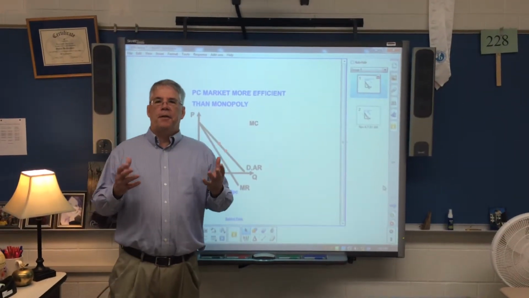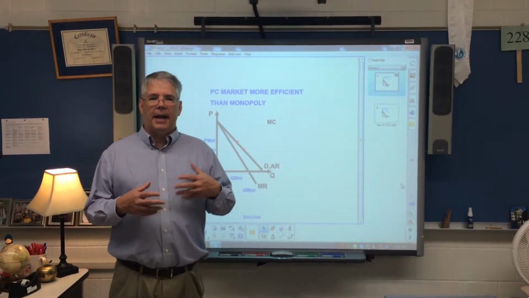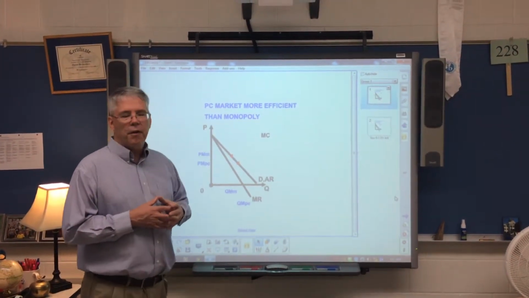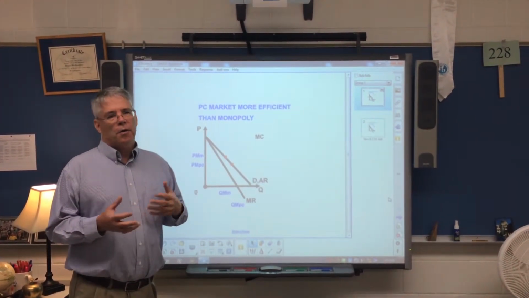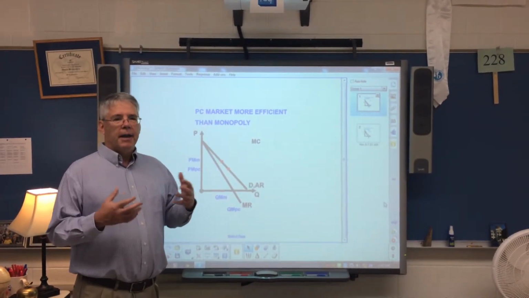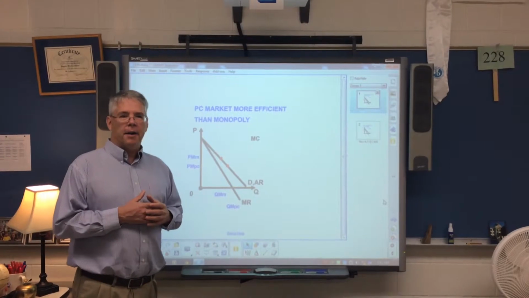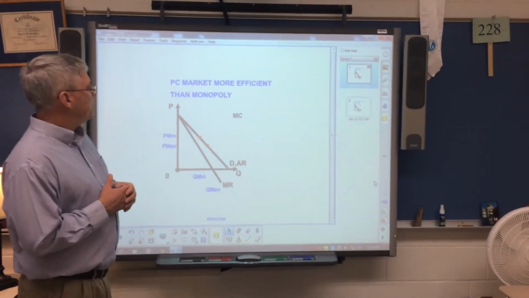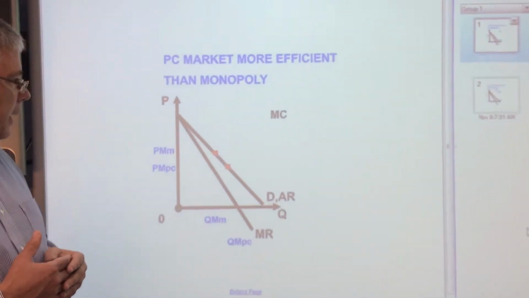Hello, we're going to continue with a few of our tips on graphing, and in this week's lesson we're going to take a look at whether a PC market is more efficient than a monopoly, or whether a monopoly can be more efficient than a PC market. What we're going to find is that, depending on the market characteristics, it can be either. So here we're going to show first a PC market more efficient than monopoly.